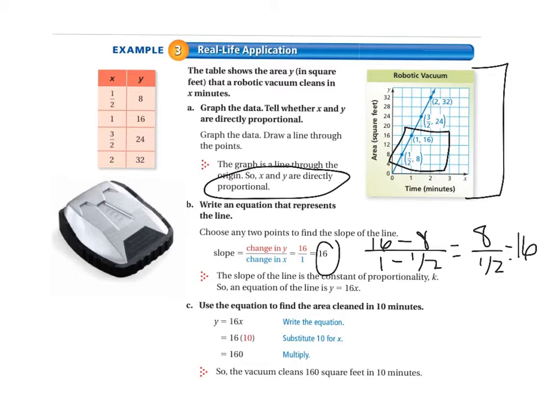So the slope of the line is the constant of proportionality, so that is k. So that is the coefficient that sits in front of the x. So an equation for the line is y equals 16x. So we're going to use the equation to find the area cleaned in 10 minutes. So we write the equation, y equals 16x, so y equals 16 times 10, because we're cleaning for 10 minutes, and we multiply, so 16 times 10 equals 160, so the vacuum cleans 160 square feet in 10 minutes.